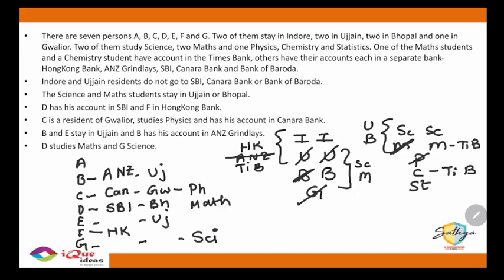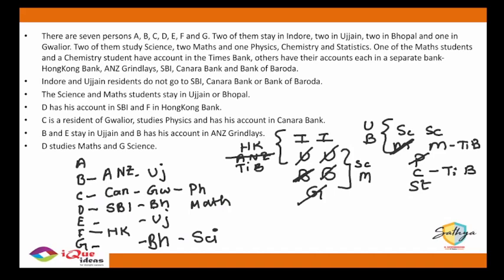And it says that those who are studying science and mathematics are studying in Ujjain or Bhopal. That means G, who is studying science, has to be either Ujjain or Bhopal, but Ujjain is already done. So G also has to be studying in Bhopal. So मैथमेटिक्स का एक आ गया, साइंस का एक आ गया, उज्जैन दोनों कन्वर्ट हो गया, भोपाल दोनों कन्वर्ट हो गया. Is there any other thing left which I can put in terms of city?